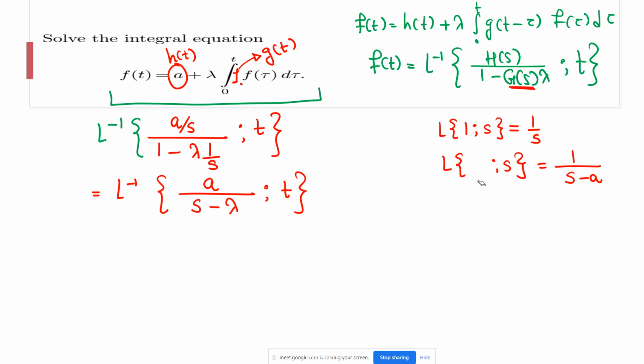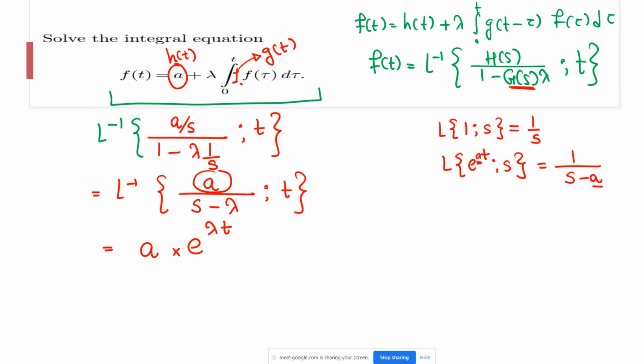If it is e raised to at, what should be my answer over here? First of all, the numerator a is a constant, so I take it outside. Inside the bracket I have 1 upon s minus lambda, where a is replaced by lambda, so that is nothing but e raised to lambda t. Correct. So the solution of this easiest integral equation is nothing but a times e raised to lambda t. This is a function which satisfies the given integral equation. Is it okay? This is a simple question.